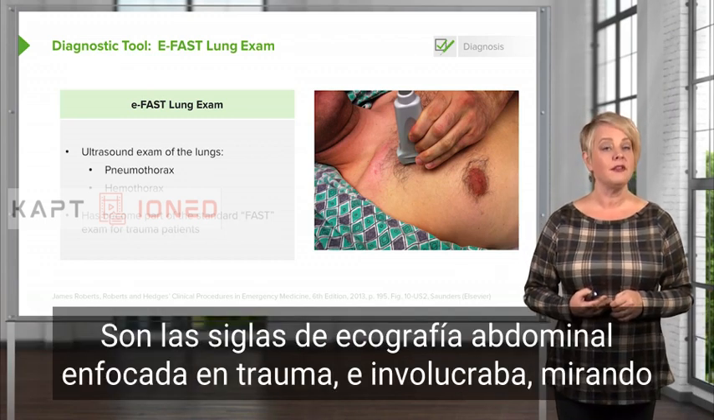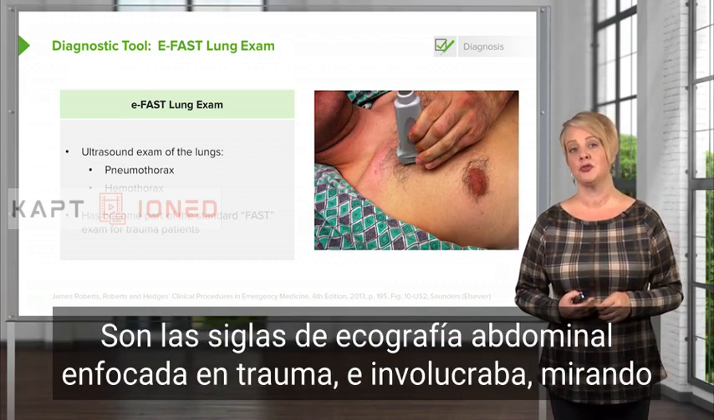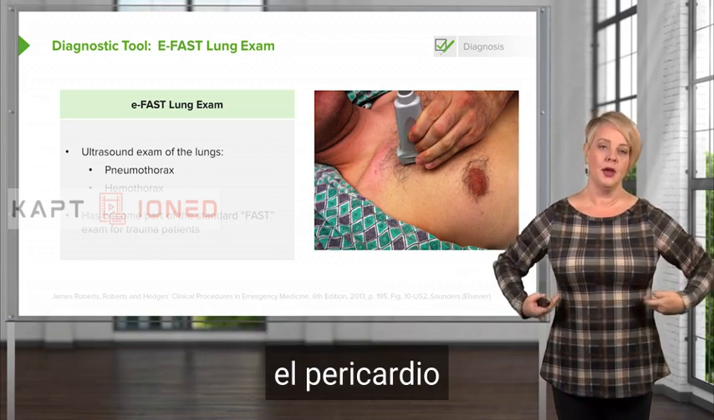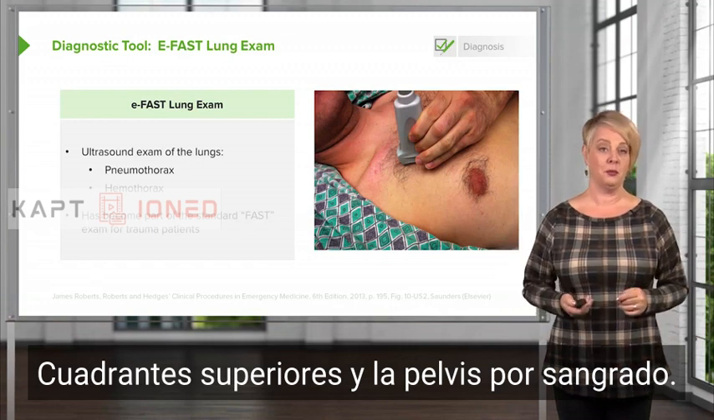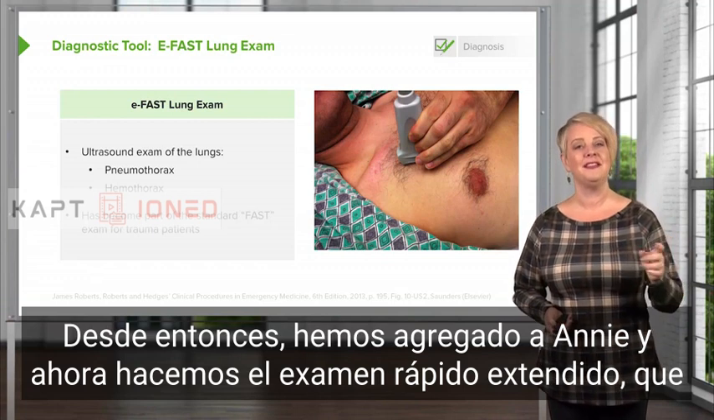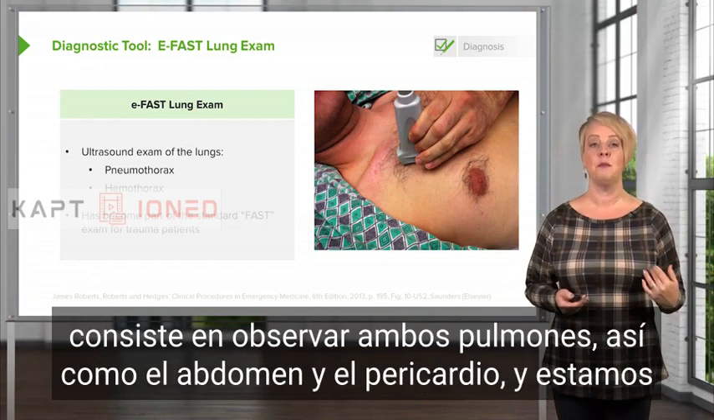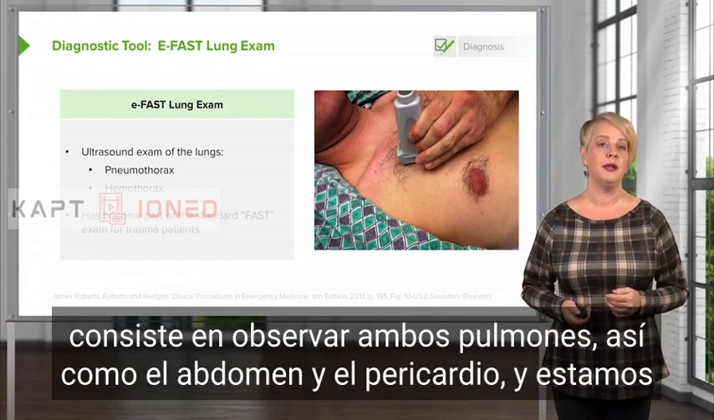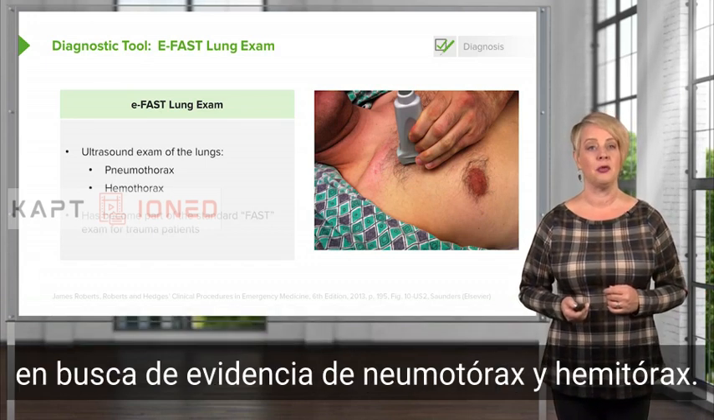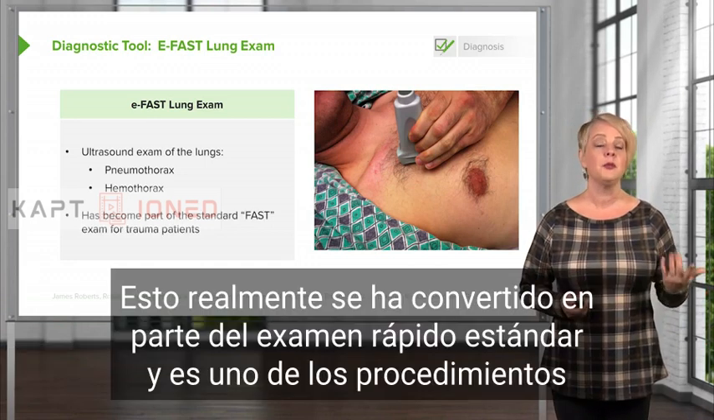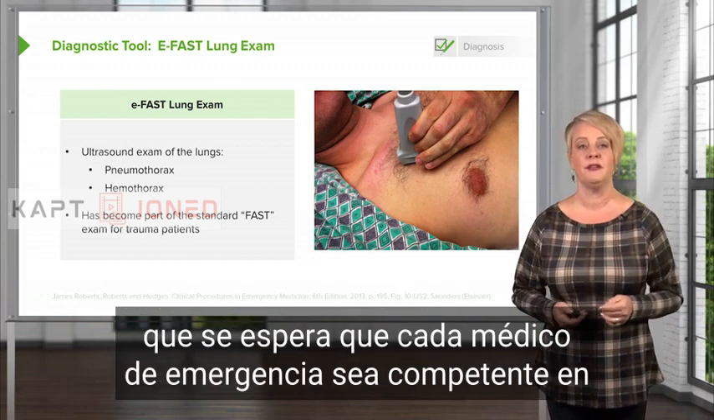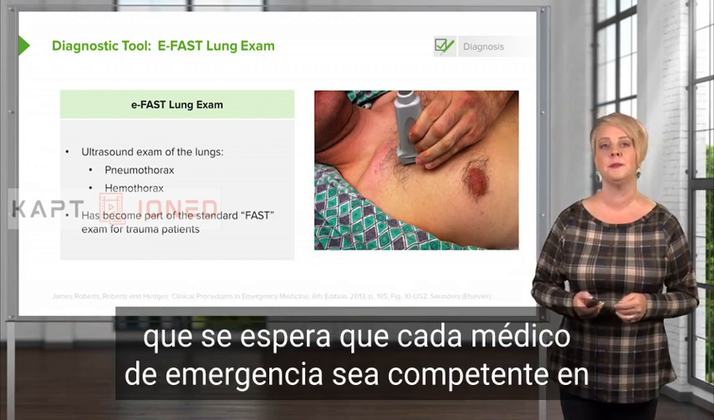It stands for Focused Abdominal Sonography in Trauma, and it involved looking at the pericardium, both upper quadrants, and the pelvis for bleeding. Since then, we've added on an E, and now we do the extended FAST exam, which involves looking at both lungs as well as the abdomen and pericardium, and we're looking for evidence of pneumothorax and hemothorax. This has really become part of the standard FAST exam and is one of the procedures that every emergency physician is expected to be proficient in.